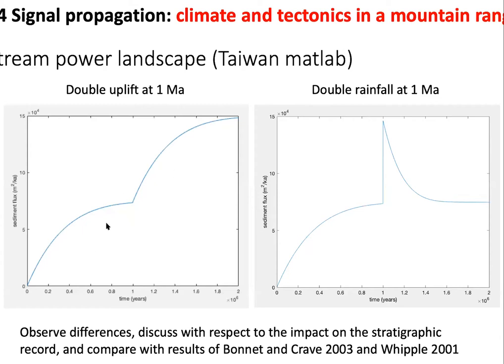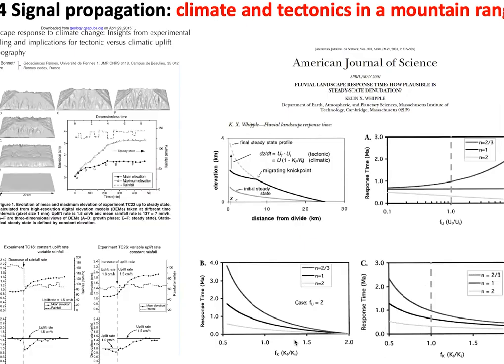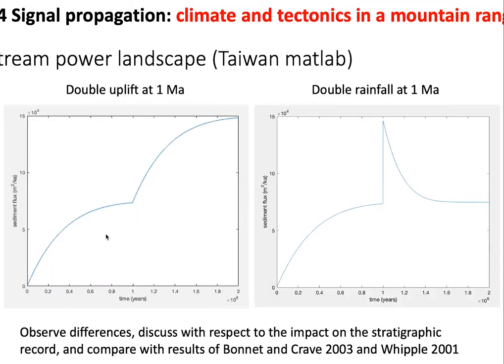Okay, this is just what you can do exactly in terms of sediment flux when you change uplift, so that's what is not shown in this. That would be for F equals 2, and here I think I have N equals 1. And I change it, and in the other case, I just double climate. What you see in terms of sediment flux in longitudinal profiles with double uplift is that you slowly increase sediment flux and you go to a new flux. So your system delivers more sediment at the end when you reach a new steady state.